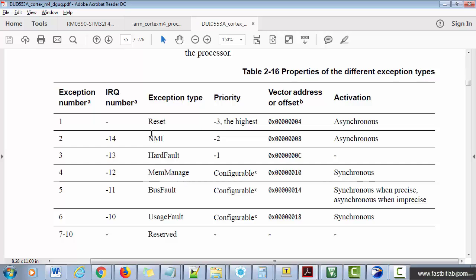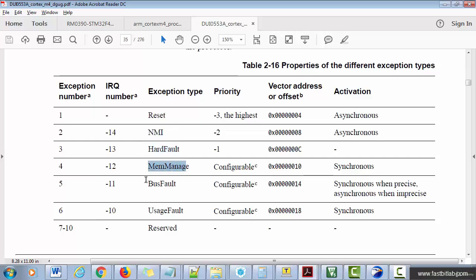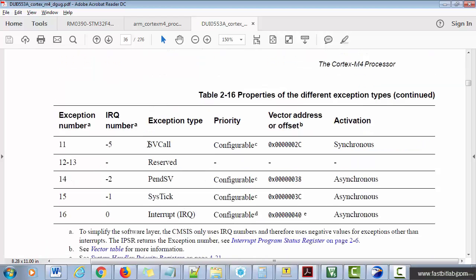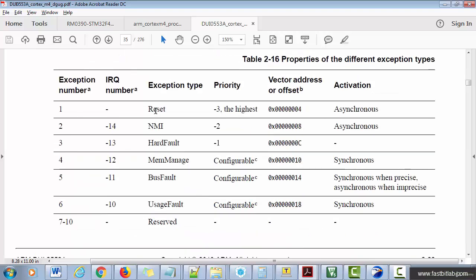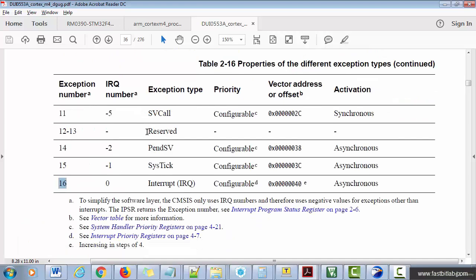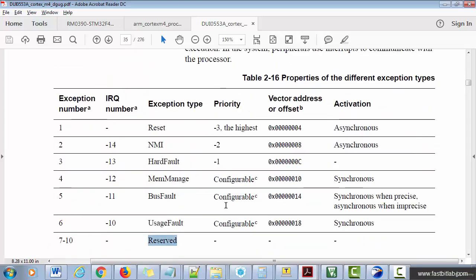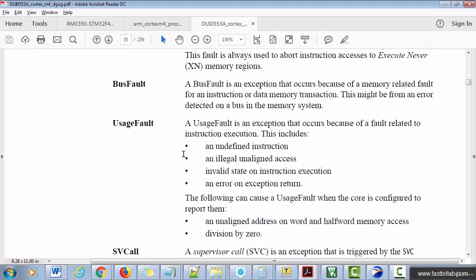So what are those system exceptions? Reset, NMI, hard fault, memory manage, bus fault, usage fault, SVCall, PendSV, and SysTick. These are the system exceptions, and from exception number 16 onwards, these are interrupts or IRQs. Now, if you count here, only 9 are implemented. In between you see reserved. Great. Now you can understand more about these exceptions by reading through this document.